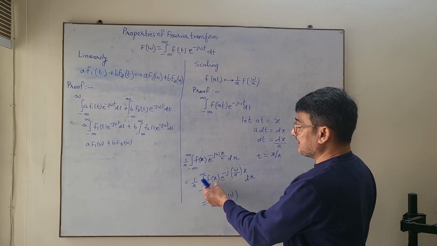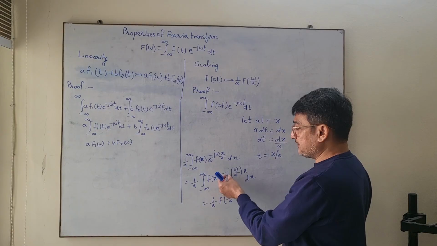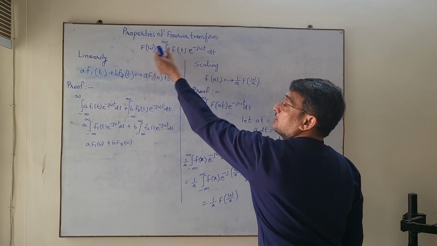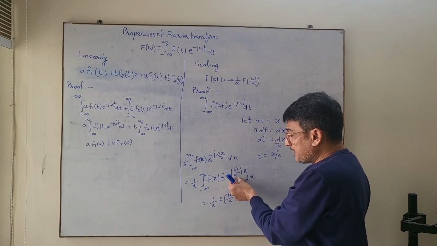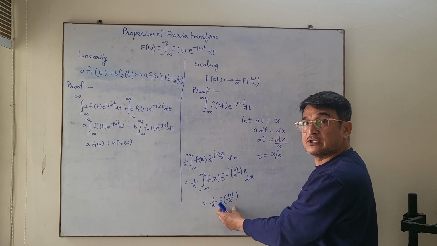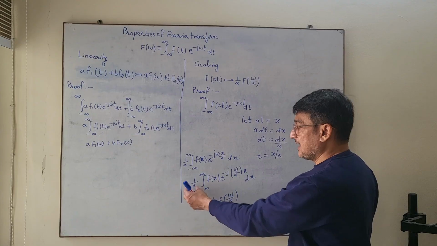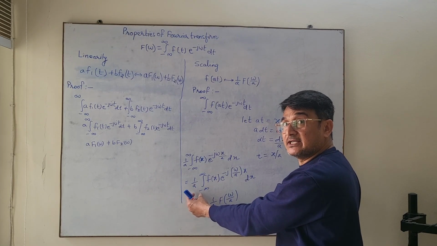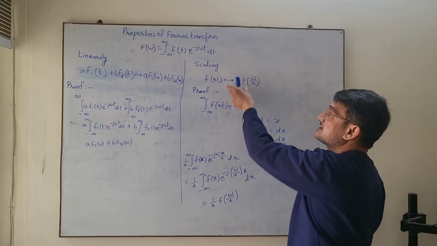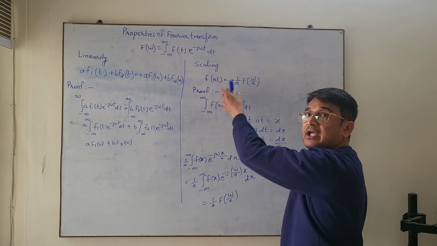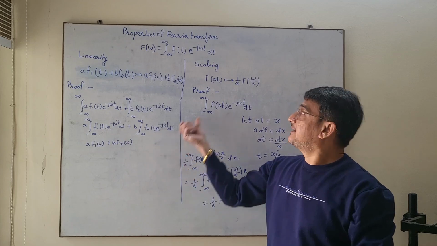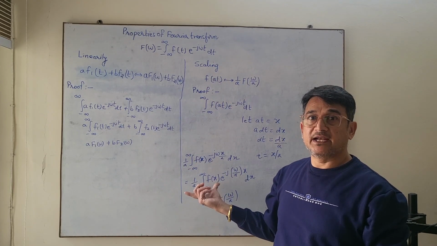If it is f(t) e to the power minus j omega t dt, it will be F(omega). But now our omega is replaced by omega by a, so our transform will also be replaced by omega by a. And obviously 1 by a is outside the integration, so it will be 1 by a F(omega by a), which is nothing but the Fourier transform of f(at). This way we can prove the linearity property as well as the scaling property.